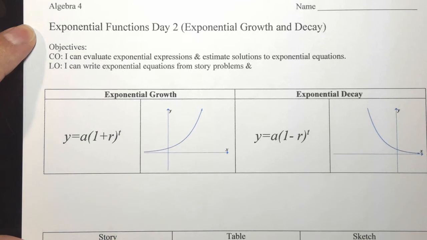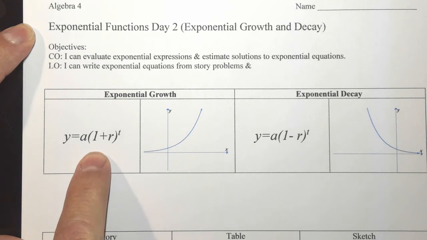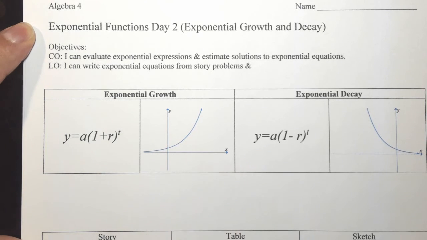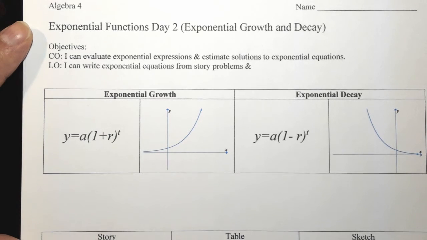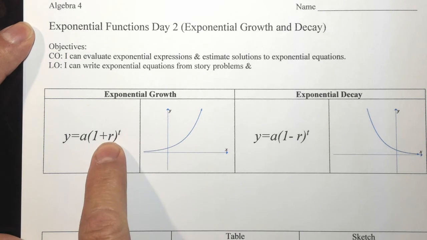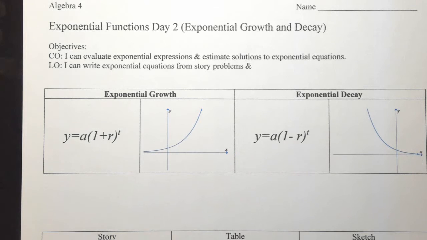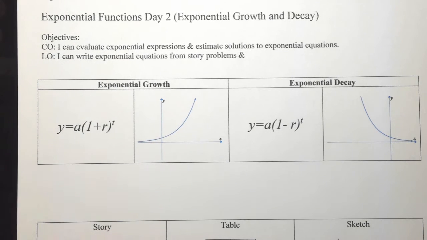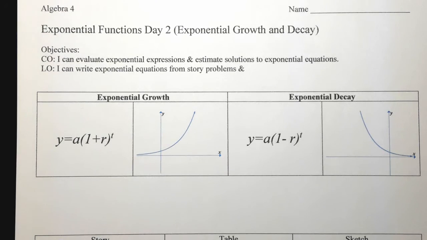All growth equations start off like that. All decay equations start off like that. R stands for the rate. T stands for time, etc., etc. A stands for initial amount. So, here's your assignment and notes.